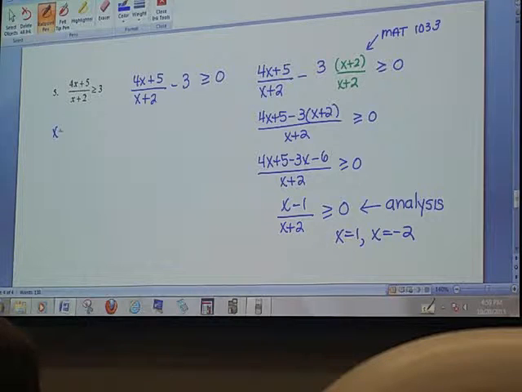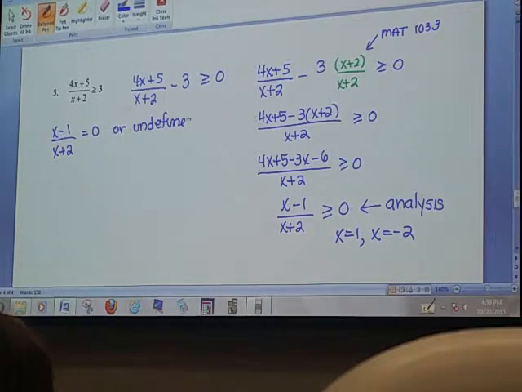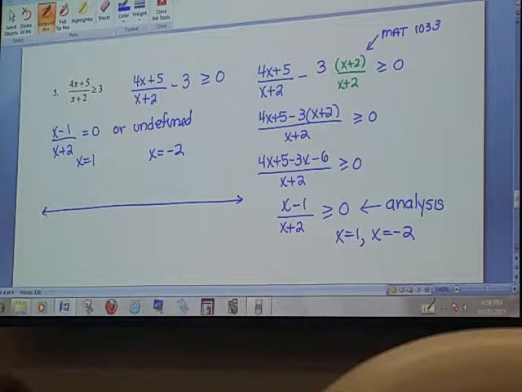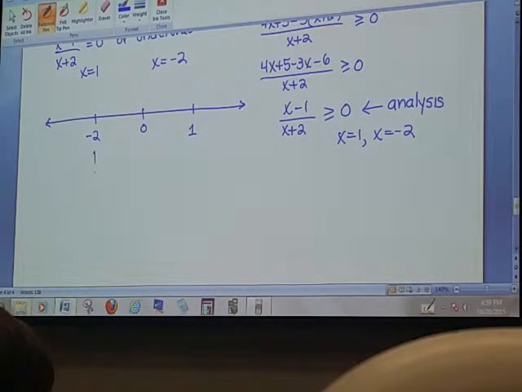So I want to know where x minus 1 over x plus 2 equals 0, or it's undefined. So it equals 0 when x equals 1, and it's undefined when x equals negative 2, the denominator. So that gives me, oh my god, look, I don't have negative 3. Negative 2. There's my 3 regions.